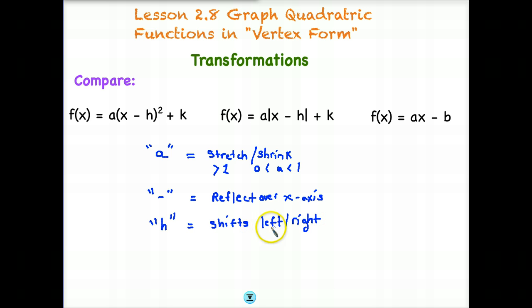Okay, the tricky thing about this is that it always shifts opposite. So for example, if we have x minus 2, we know that's going to shift right 2, not left. Okay, and if we had x plus 2, then that would shift left 2.